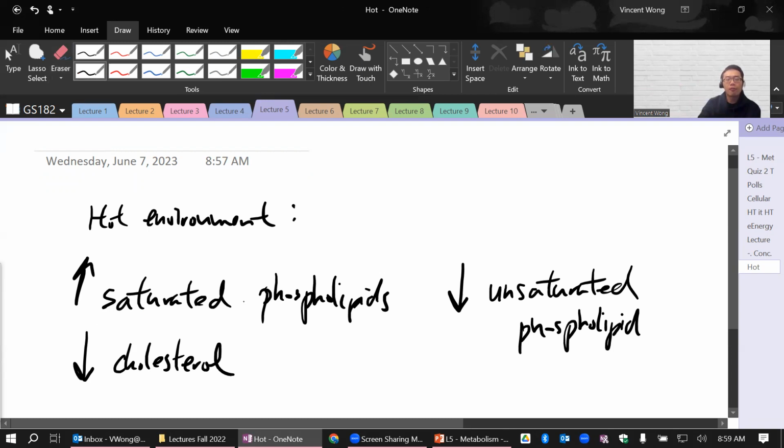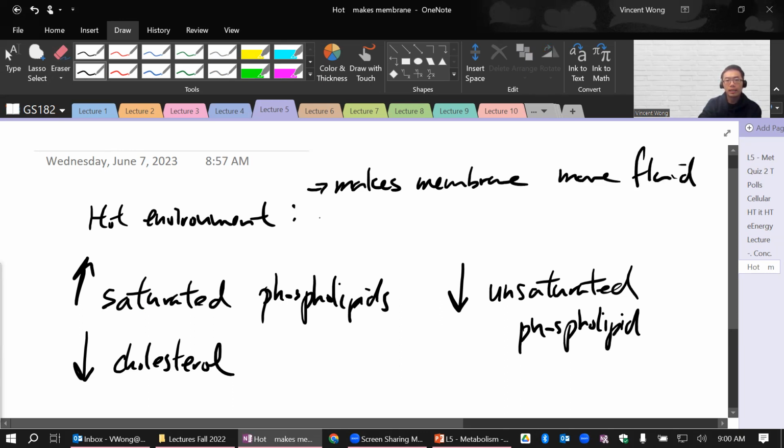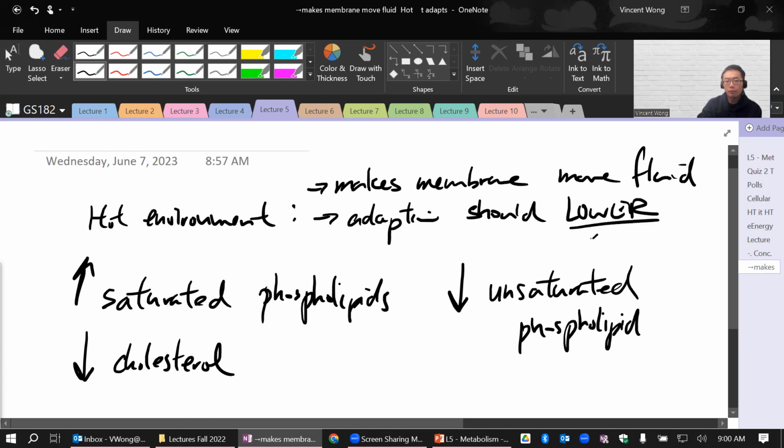So what I was looking for is this: hot environment. You need to tell me that it makes the membrane more fluid, okay? And then you need to say the adaptation should lower fluidity, to counteract that, right? Like if it's already fluid, you don't want to make it more fluid, right? Keep on saying that. And then you need to write down these three things. So that was the 4 points. 1 mark for this and 1 mark for each of these things.